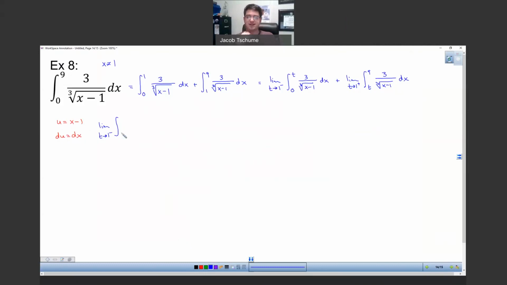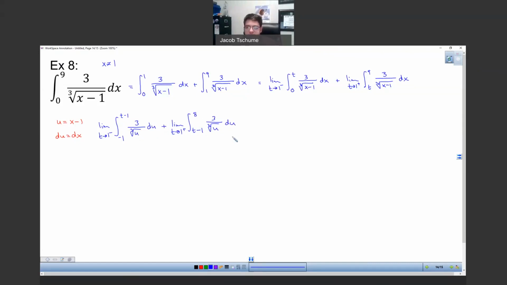So if I do the limit as t approaches 1 from the left, if I plug 0 in, that gives me a negative 1 lower parameter, and plugging in t would give me t minus 1, of 3 over the cube root of u times du. Plus, you would have the limit as t approaches 1 from the right. This would then be from t minus 1 to 9 minus 1, which is 8, of the same thing, 3 over the cube root of u du.